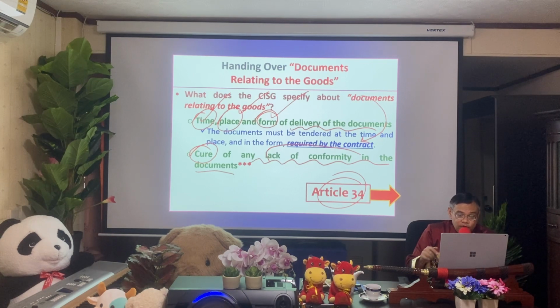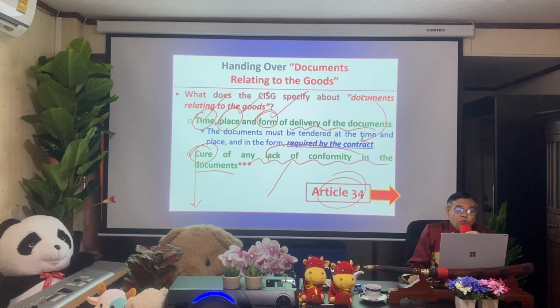Of course, when the documents relating to the goods do not conform with the contract, it is a breach. But the CISG allows the seller to cure that breach first, to cure the lack of conformity in the documents.